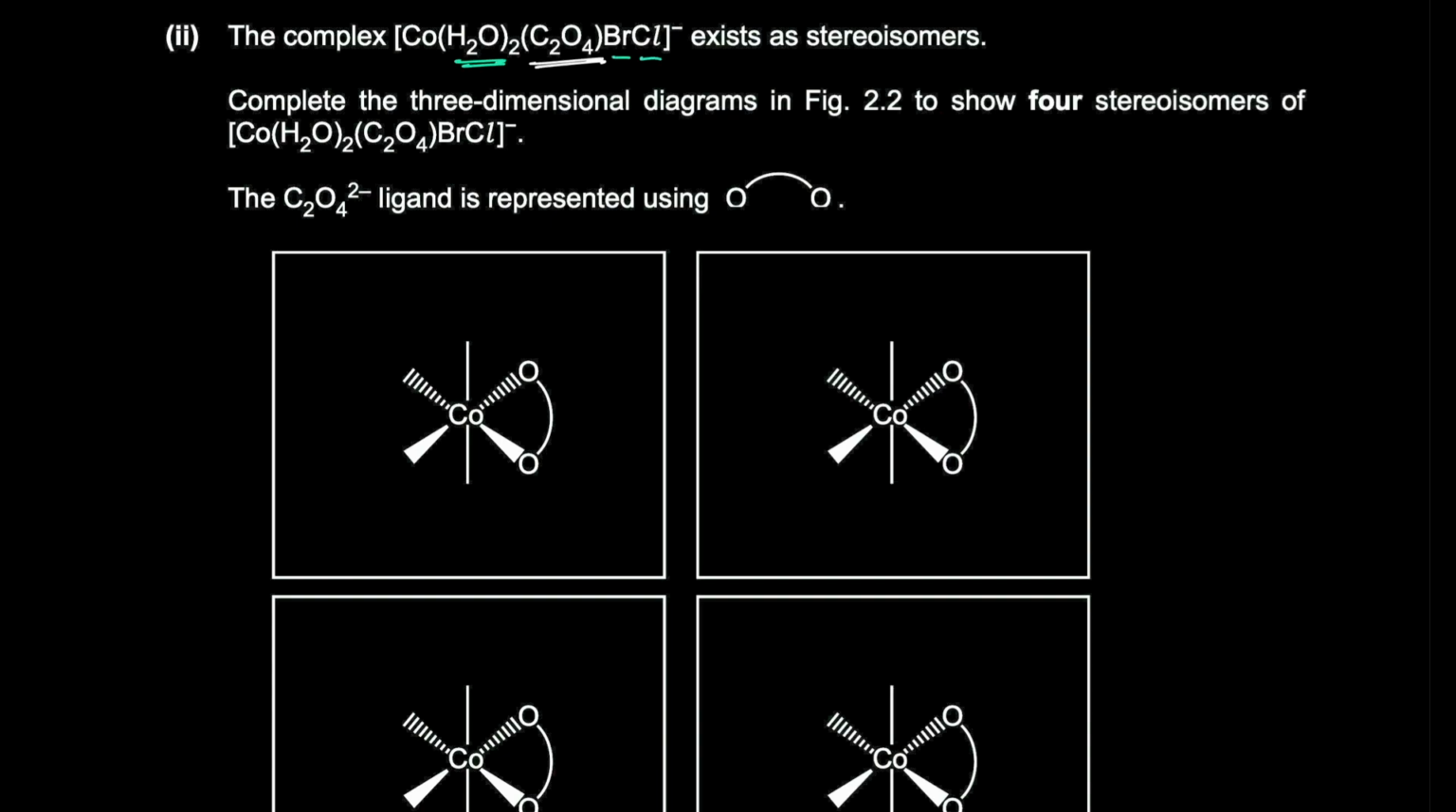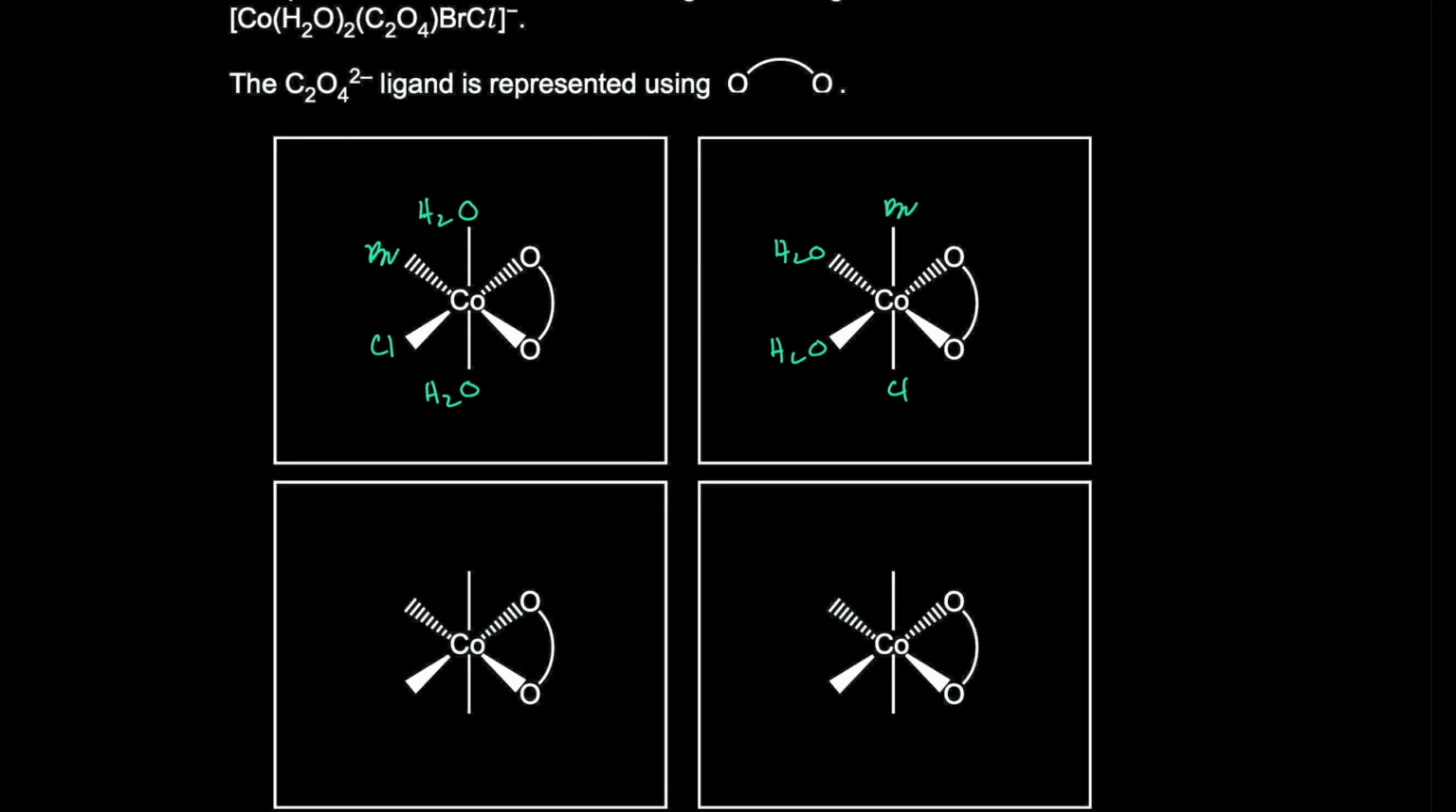Now, the way to think about this is first think about the possibility that the two water molecules are bonded 180 degrees from each other, like this. And then you're left with a Br and a Cl. Another possibility is the two water molecules are bonded at 90 degrees to each other, like this. That means that the Br and the Cl are opposite each other. So these two are obviously geometric isomers of each other.